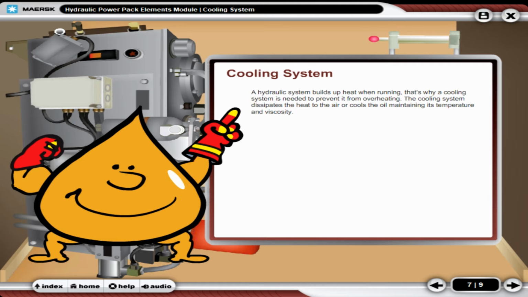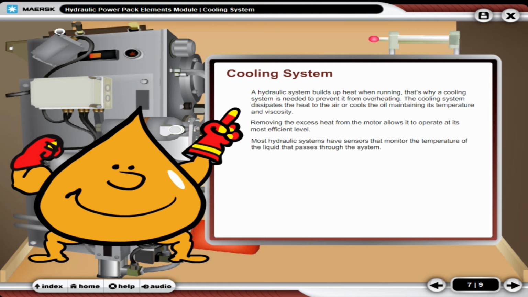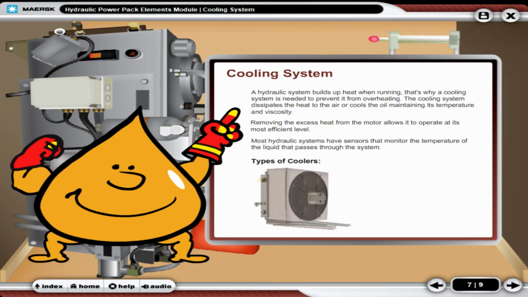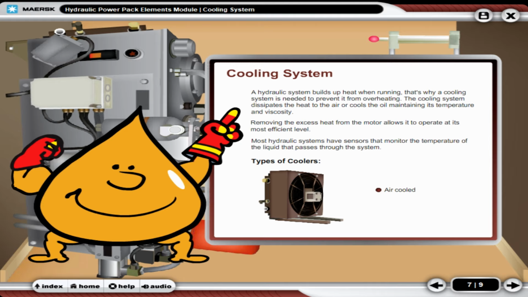A hydraulic system builds up heat when running. That's why a cooling system is needed to prevent it from overheating. The cooling system dissipates the heat to the air or cools the oil, maintaining its temperature and viscosity. Removing the excess heat from the motor allows it to operate at its most efficient level. Most hydraulic systems have sensors that monitor the temperature of the liquid that passes through the system. There are two types of cooling systems: air-cooled, liquid-cooled.